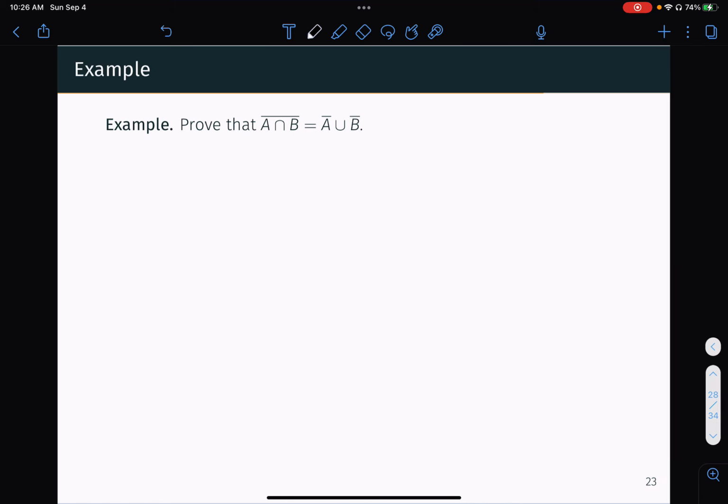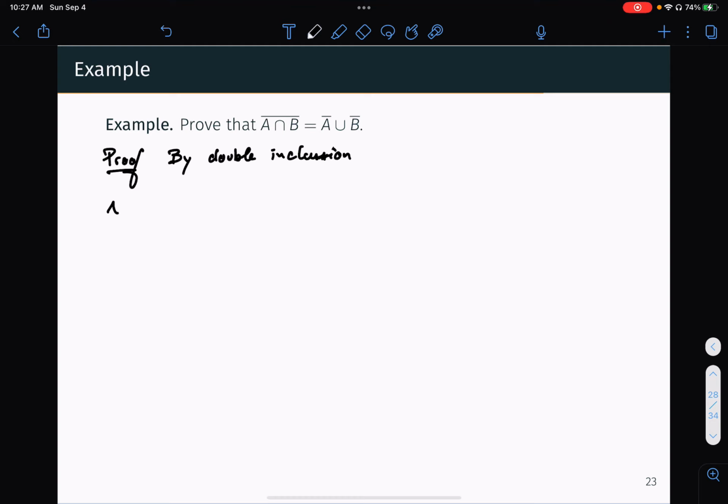Okay, so let's look at an example. Here, as promised a few videos ago, we're going to prove one of De Morgan's laws for sets. We want to prove that the complement of A intersect B is equal to the union of the complements. So how do I prove this? Proof: I'm going to do this by double inclusion.